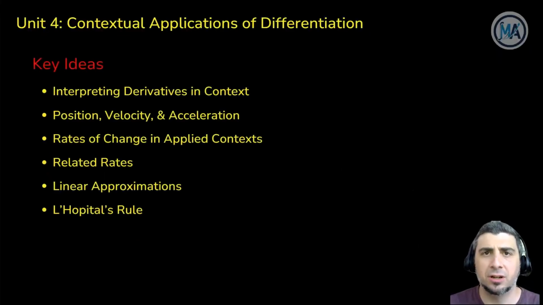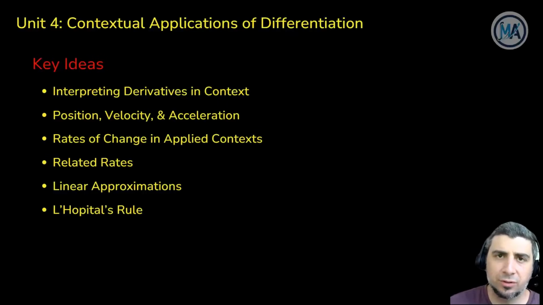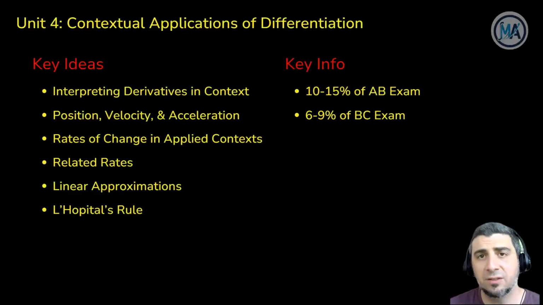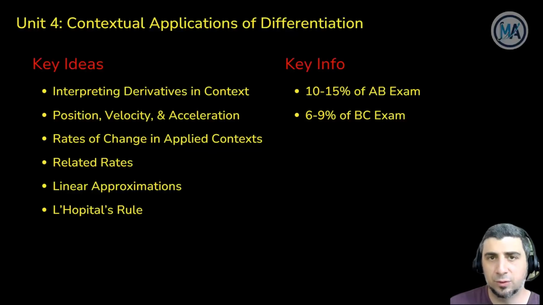Unit 4 is contextual applications of differentiation. Key ideas here: interpreting derivatives in context, position, velocity, and acceleration functions, rates of change in applied contexts, related rates, linear approximations, and L'Hopital's rule. Now, on the AB exam, that's going to take up 10 to 15%, and 6 to 9% of the BC exam comes from Unit 4.